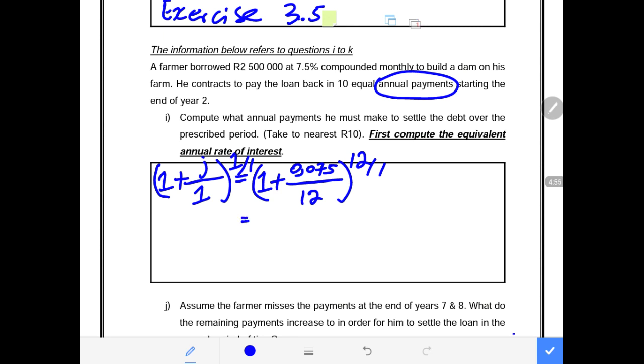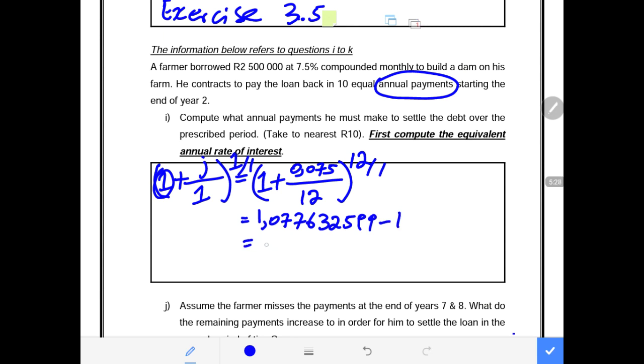Then what do we need to do? We need to say now, over the equal sign, open brackets, 1 plus 0.075 divided by 12, close brackets. Second function, then after that you say 12, equals. Remember, I'm using a Sharp calculator. Your answer will be 1.077632599. Then we take this one over the equal sign minus 1.